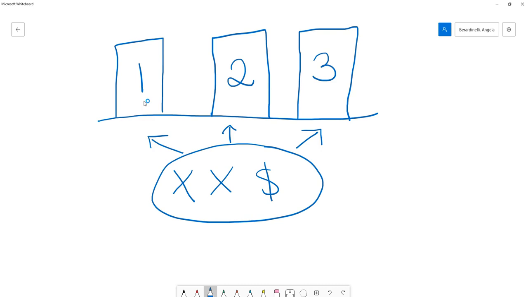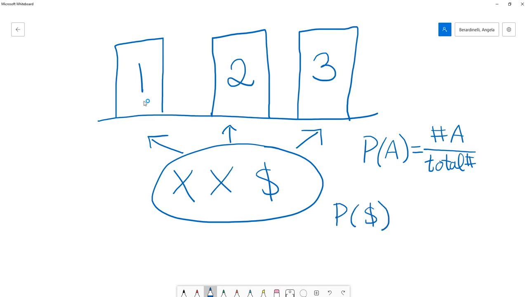And if you want to think about the probability of choosing the prize, we discussed before in a previous module that the probability of event A happening is the number of ways A could happen divided by the total number of things that could happen. And so in this particular case, the probability that you win the prize money is 1 over 3, because there's 1 door with prize money and 3 doors in total. However, that's not how the game works.